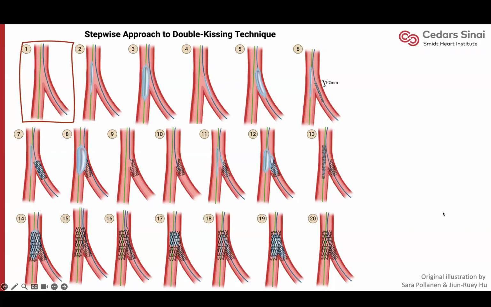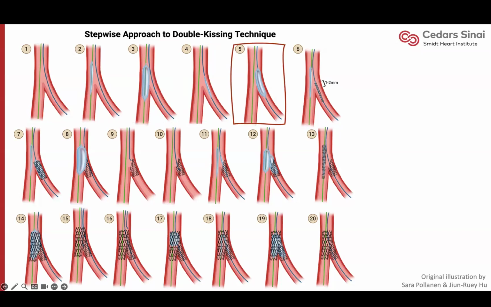So what do we do here in DK crush? As always, start by wiring the main vessel and side branch. Advance a balloon in the main vessel and perform predilation of the main vessel. Advance a balloon in the side branch and perform predilation of the side branch.